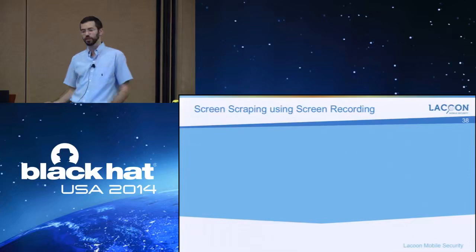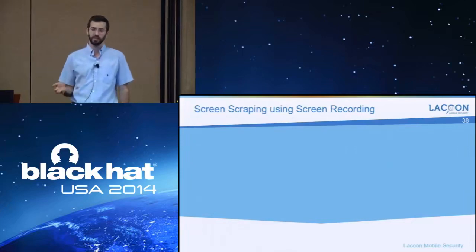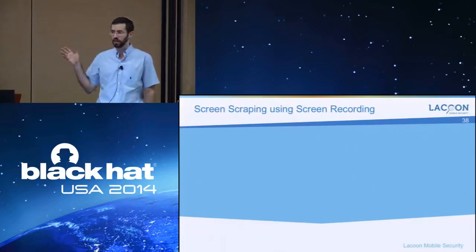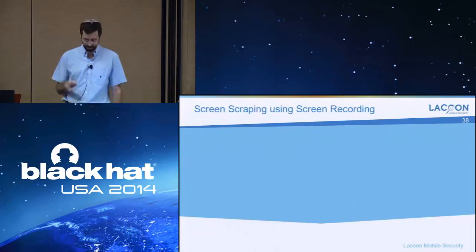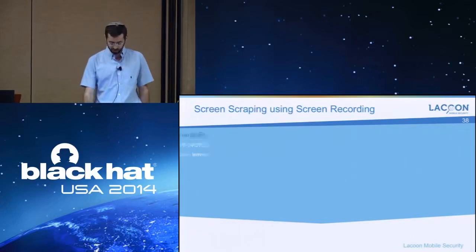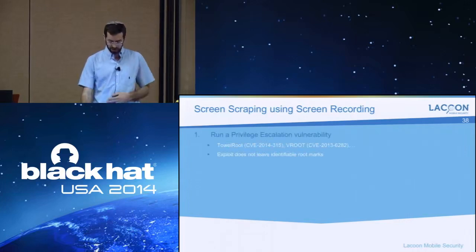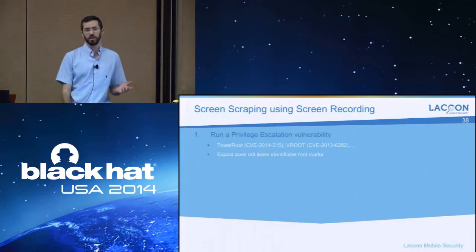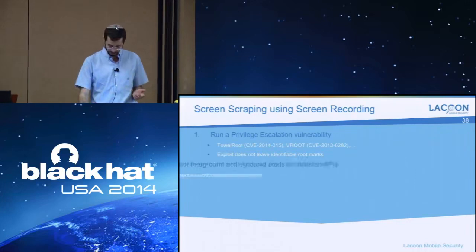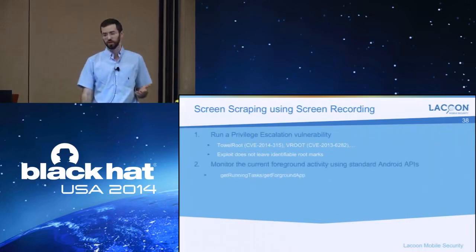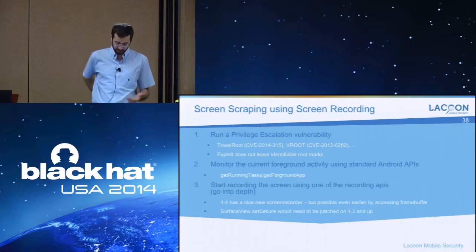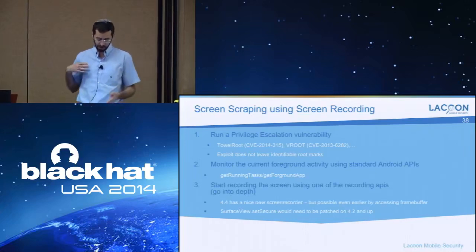The second possibility is using screen recording. Like I said, we did see some of those spying tools that you can buy that have those capabilities, but they're not as fully fledged. But again, you need either privilege escalation or shell privileges. Again, monitor the currently running app to see when you want to start recording, and then you have one of the recording APIs.